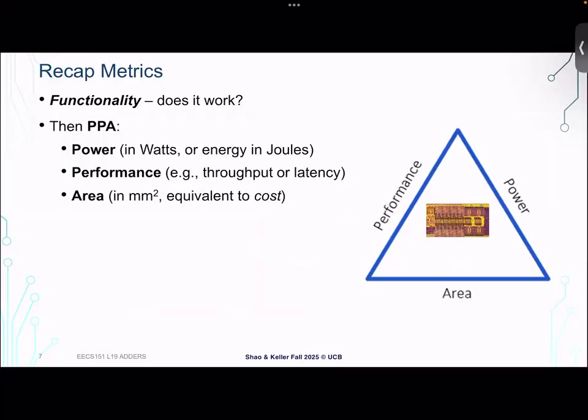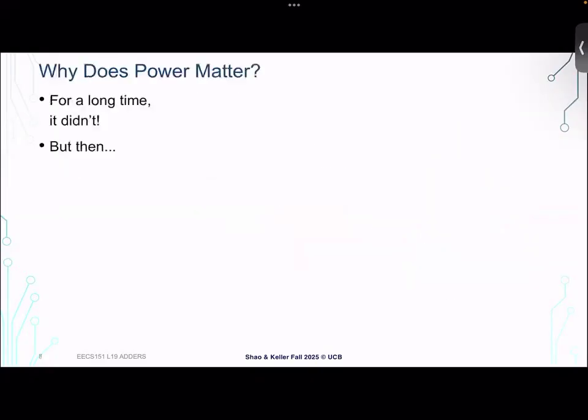Area is relatively straightforward, right? Make gates bigger or have more of them, you cost more area. Vice versa, you save area. Power is a little more subtle, and we're going to talk about that today because in modern systems, especially, power is a super important constraint. So why is that? Why do we care about power?